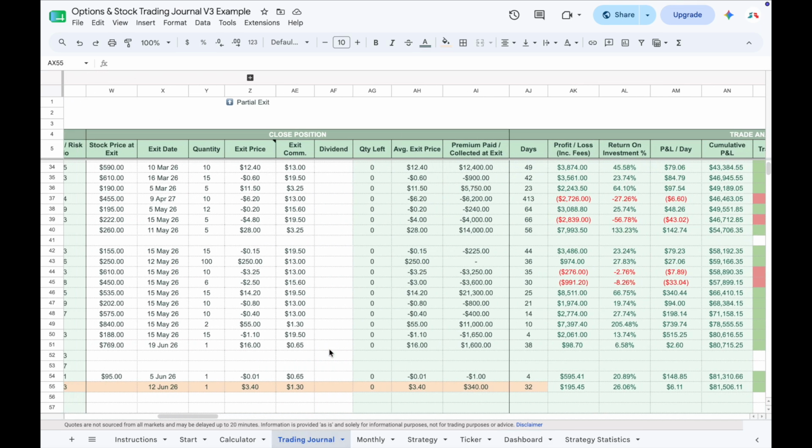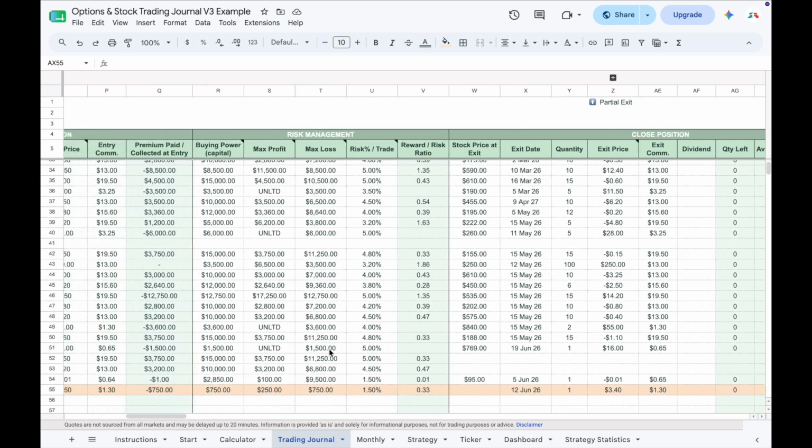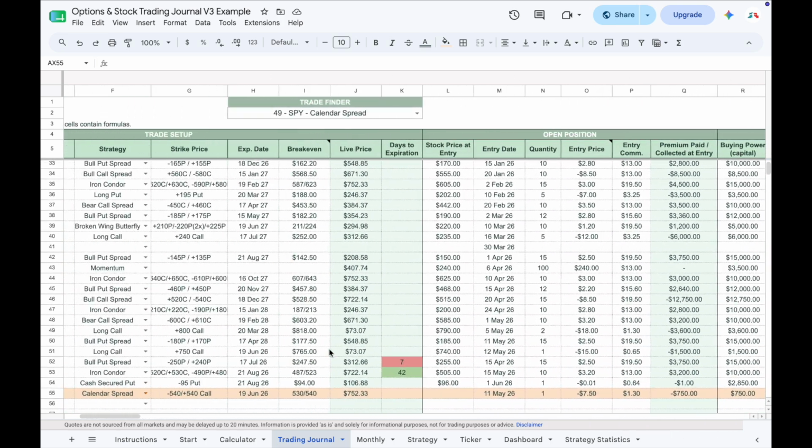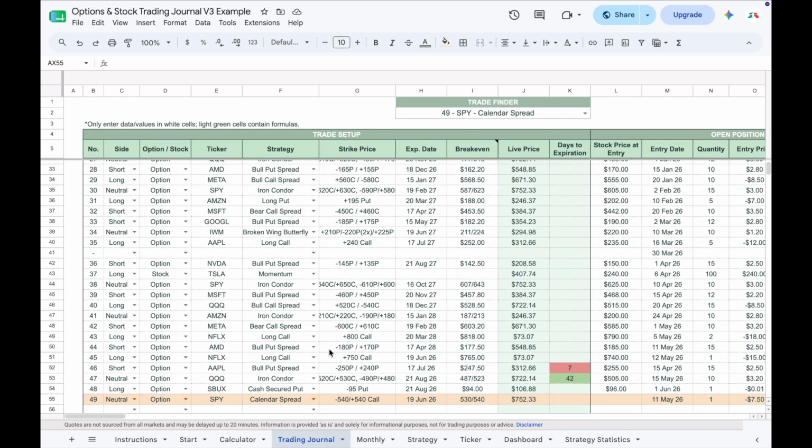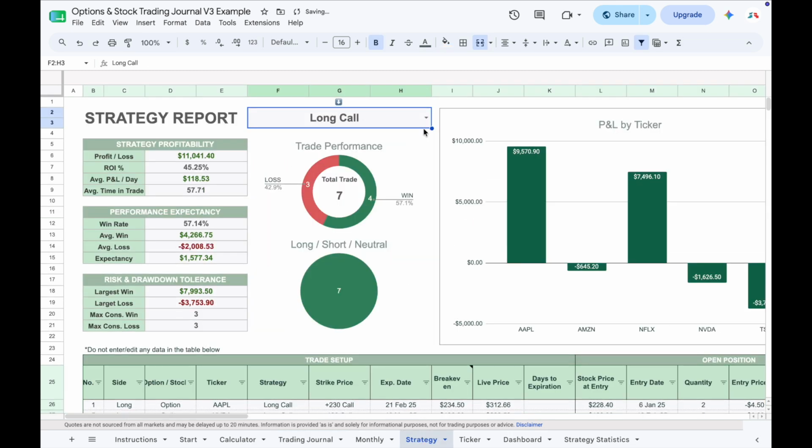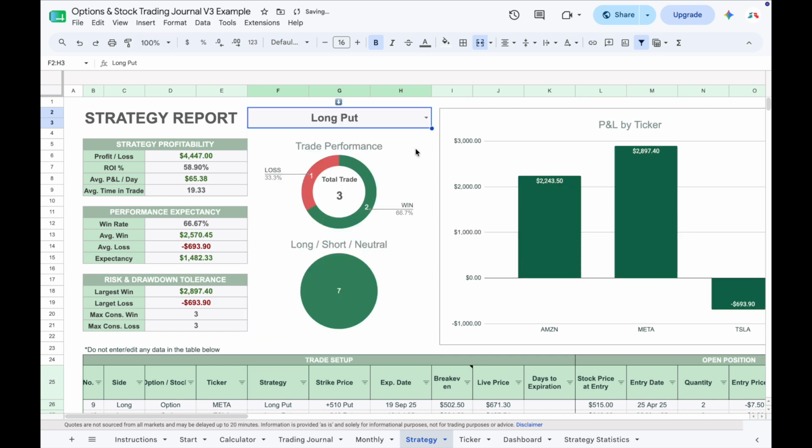I have been using a trading journal since the beginning of my trading journey, and it's helped me identify which strategies consistently perform well and which ones need improvement. Having reliable data gives me much greater clarity and confidence in my trading decisions.